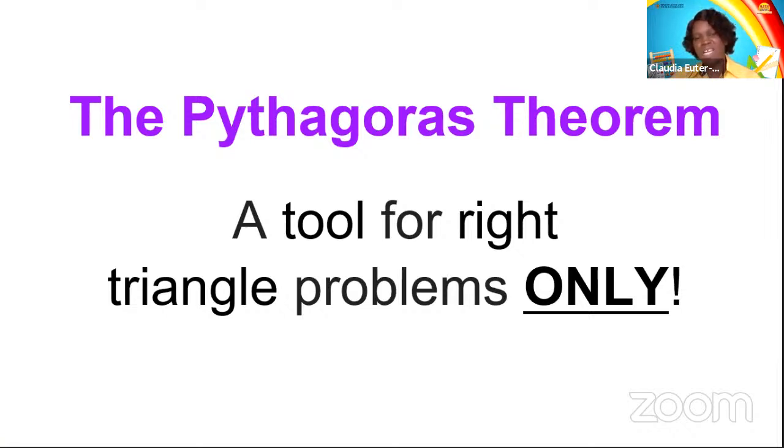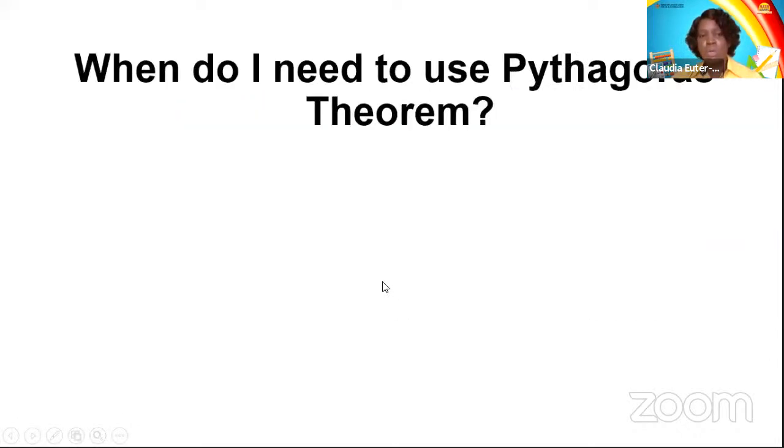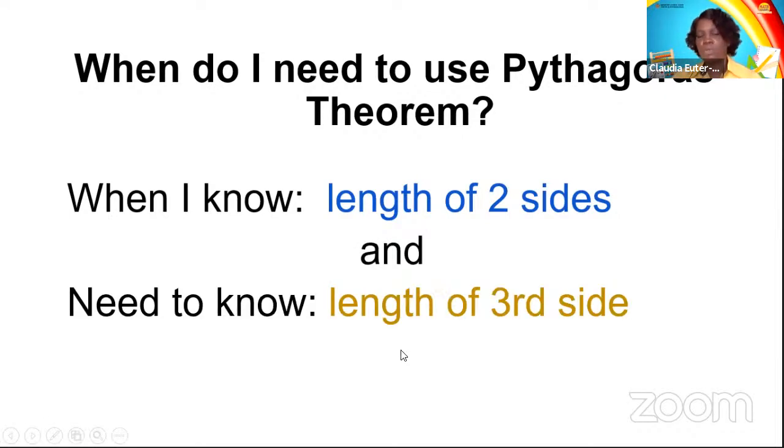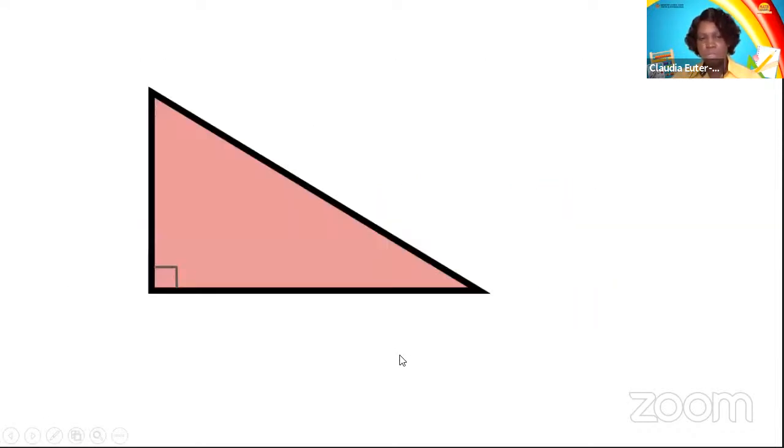So if the question is not a right angle problem, if there's no right angle formed in the problem, you cannot apply Pythagoras theorem. Also, as she said, you were given two lengths. So if the question involves a right triangle, and you are given two lengths, and you need to know the third length, you need to apply Pythagoras' theorem.